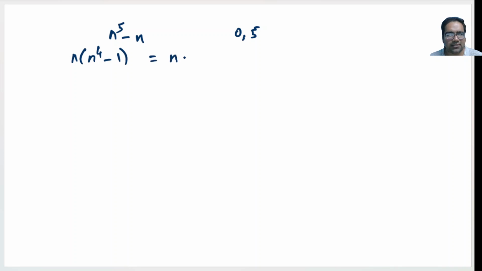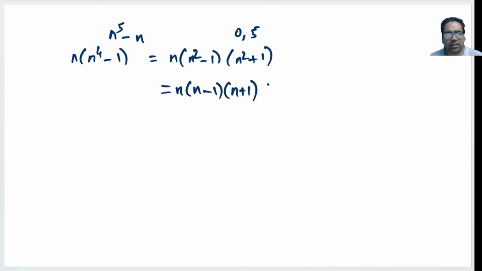Which we can write as n times n square minus 1 and n square plus 1, right? This is a square minus b square, where a is n square, right? A square minus b square is a square plus b square into a square minus b square. This again we can write as n times n minus 1 and n plus 1 times n square plus 1. Right, this is the expansion. Now let it be like this.